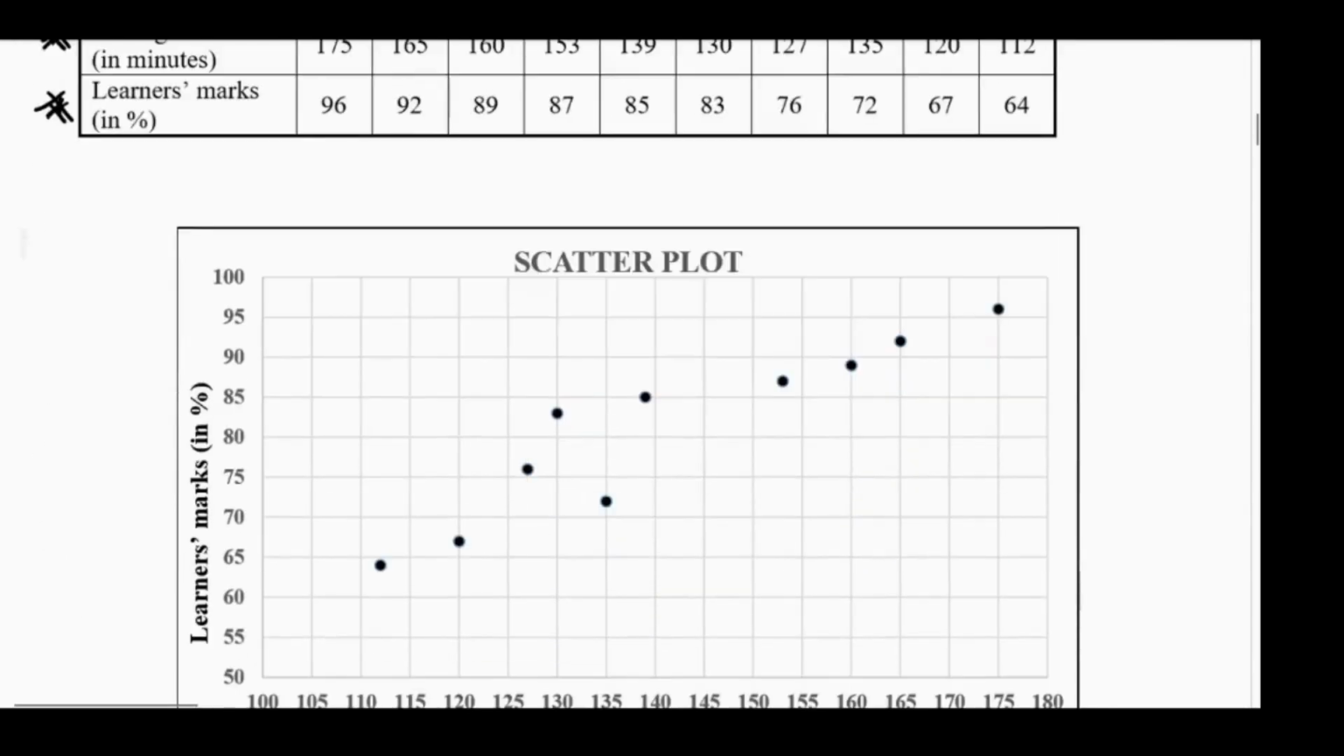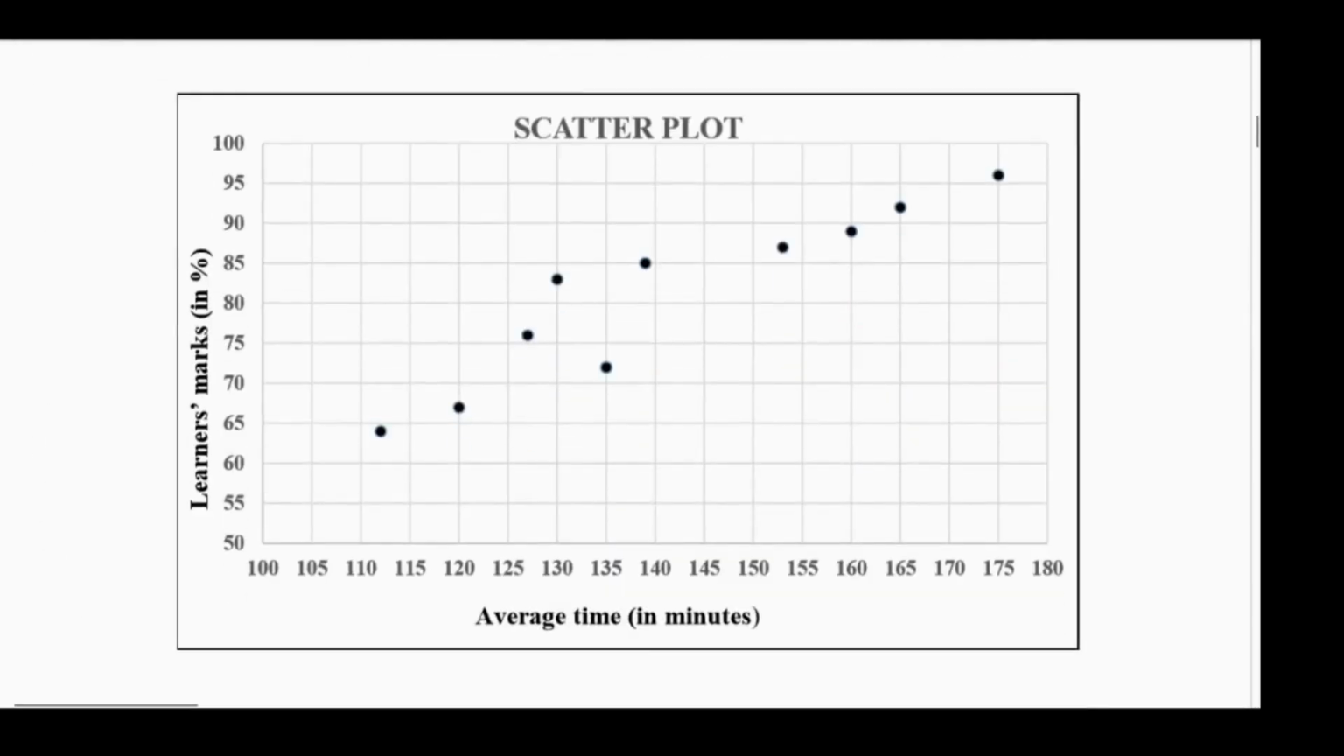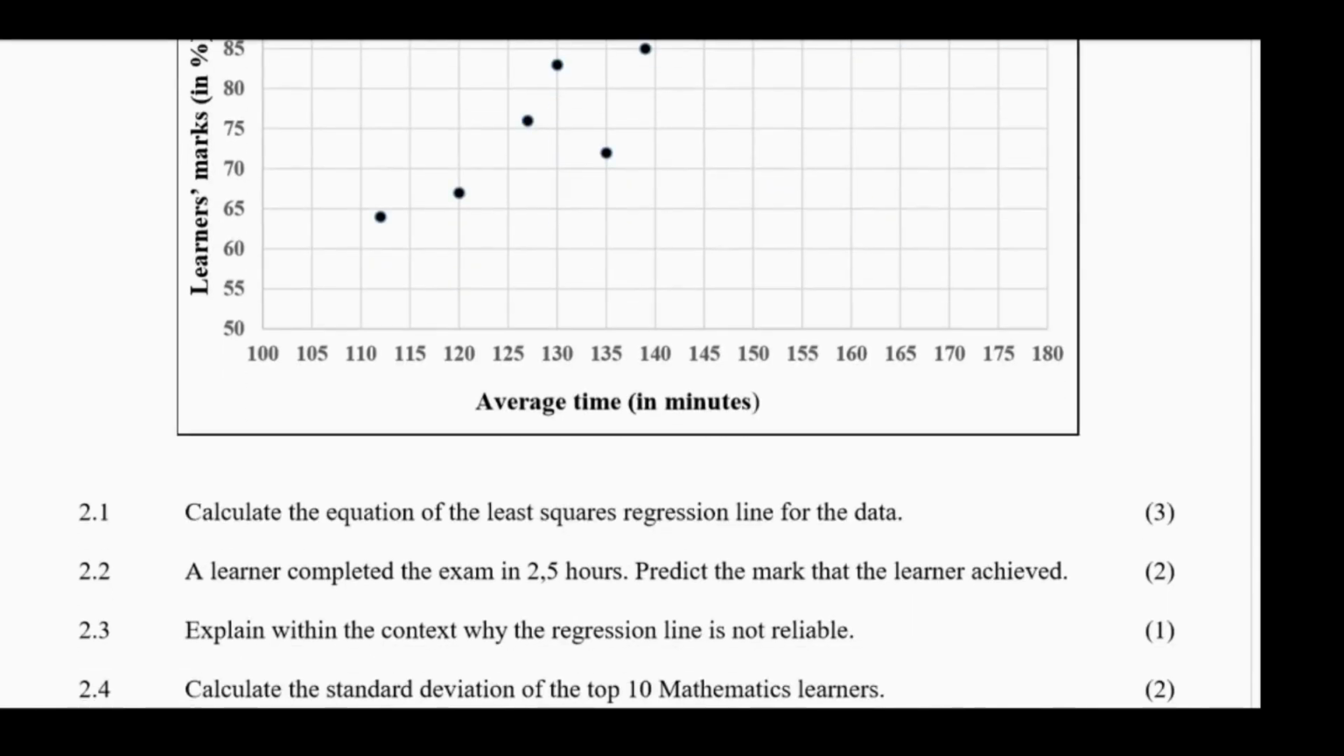So below is a scatter plot of the marks and the average time. So in 2.1, it says to calculate the equation of the least squares regression line, right? We all know the least squares regression line. So for us to find that equation, which is y equals a plus bx, right? So this is the equation of the regression line.